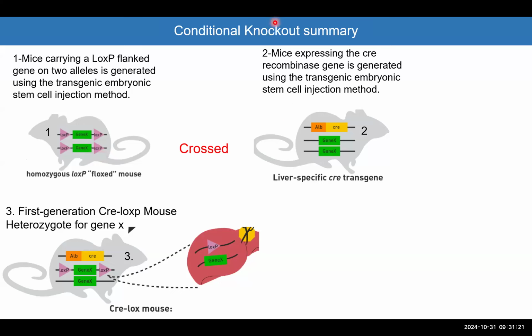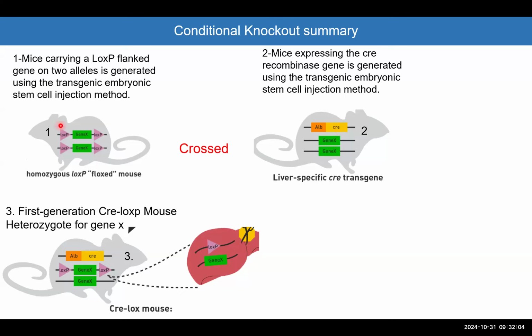And then you would need a mouse that expresses the CRE. In this situation, it's albumin CRE. It's not inducible CRE. It's just the general CRE, but it's under the control of albumin, so it will be expressed in the liver. So it's a liver-specific CRE transgene. Bear in mind that in this mouse, using the same procedure, after a couple of generations, you will have the albumin CRE. Well, this is a transgenic mouse, sorry. And you have to cross these together now.